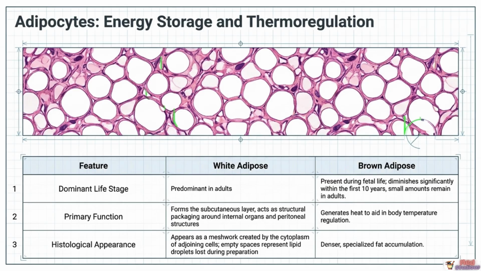Brown adipose tissue, conversely, is highly prevalent during fetal life, but diminishes significantly within the first 10 years of life, leaving only small amounts in adults. Instead of just storing energy, brown fat's primary function is to actively generate heat to aid in body temperature regulation, which is why its histological appearance is a much denser, specialized fat accumulation packed with mitochondria.